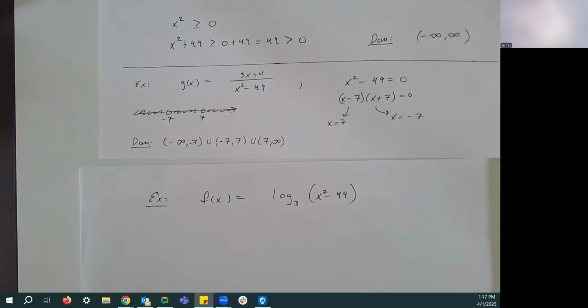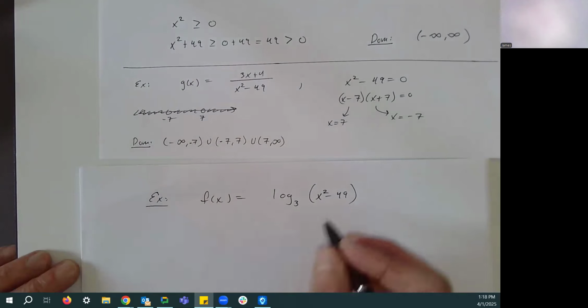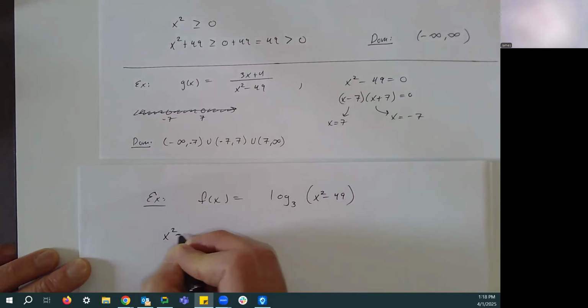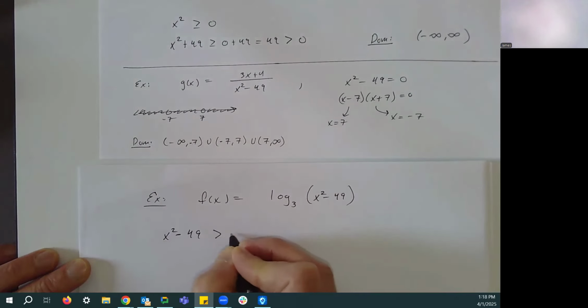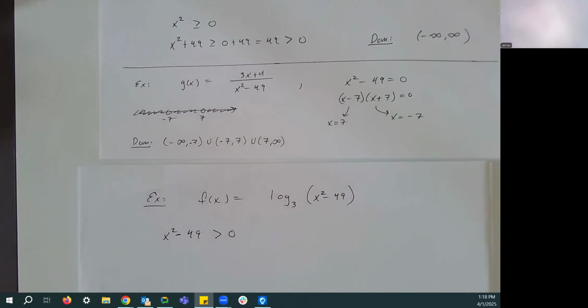In the previous example, we needed to make sure it wasn't ever equal to 0. So we just pulled out the 7 and the negative 7 and said, throw them away, we want everything else. Here, there's more work to do because we're not solving a not equal to, we're solving an inequality. We want the inside, x squared minus 49, to be positive, greater than 0.